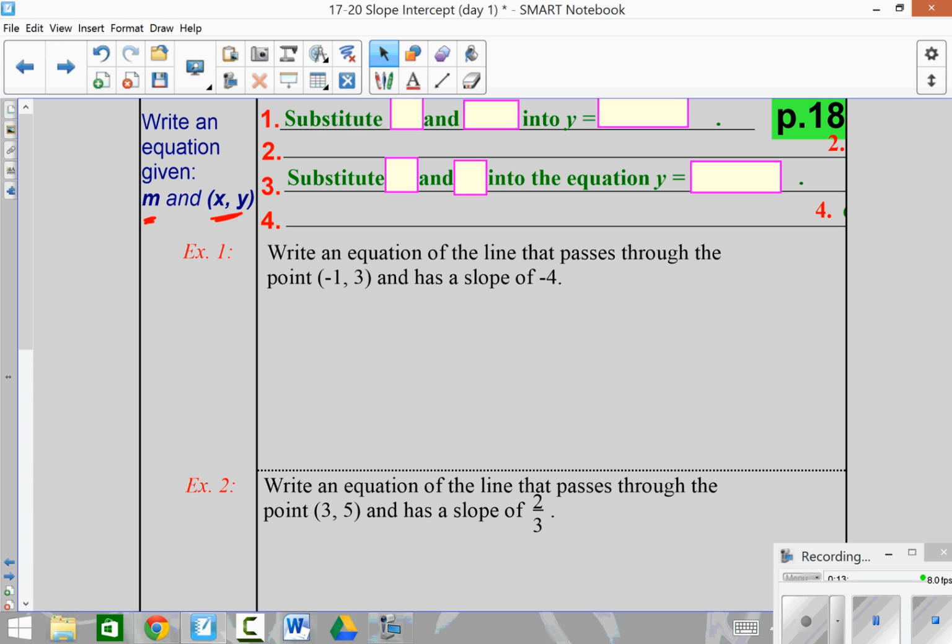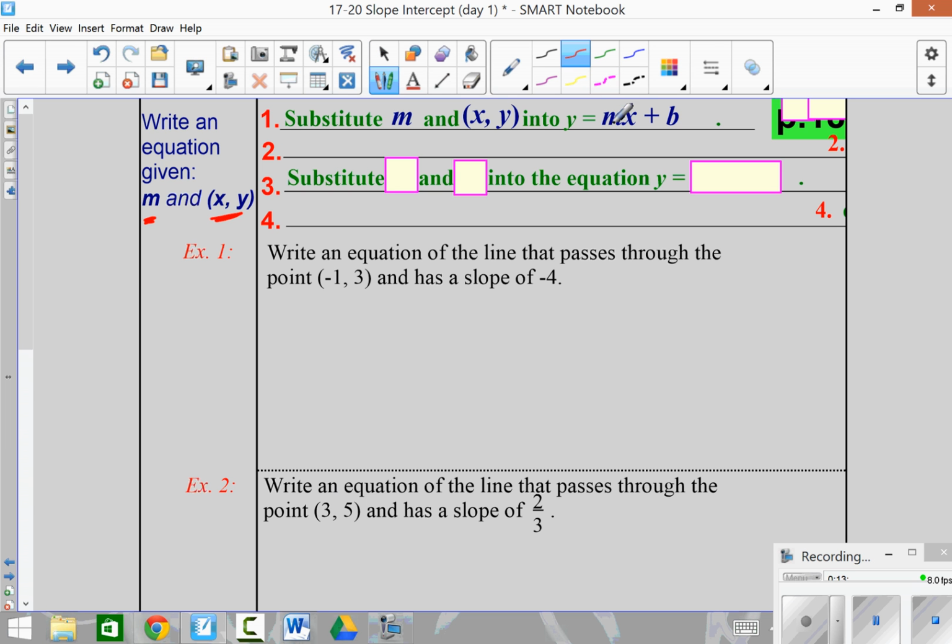So what you're going to do is you're going to take what's given. So you're going to substitute that m and the x and y into y equals mx plus b. In other words, the parts I'm giving you are the m, the x, and the y. You just have to put them in the right spots of y equals mx plus b. And this time you're going to be solving for b. You're going to actually be looking for the b.